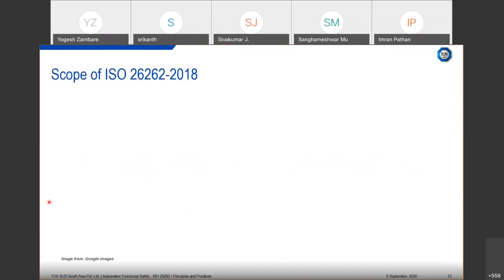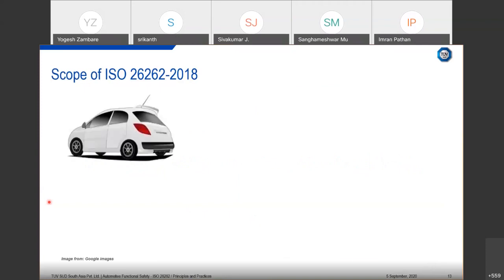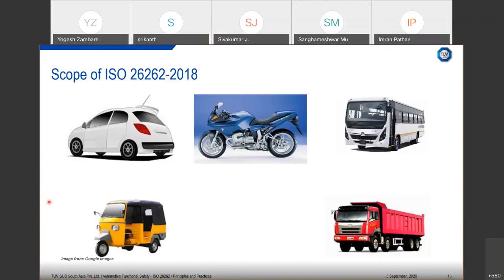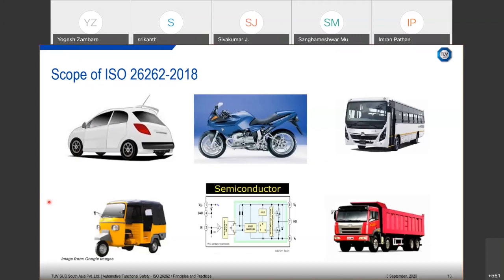So I hope most of you know the prior version, ISO 26262 2011. It covers only 3.5 ton passenger vehicles. But in the 2018 version, the scope has been expanded to other segments as well. So the additional requirements related to trucks and buses are added, and separate parts are added for motorcycles and semiconductor IP development. So this is the wider scope of ISO 26262 now.